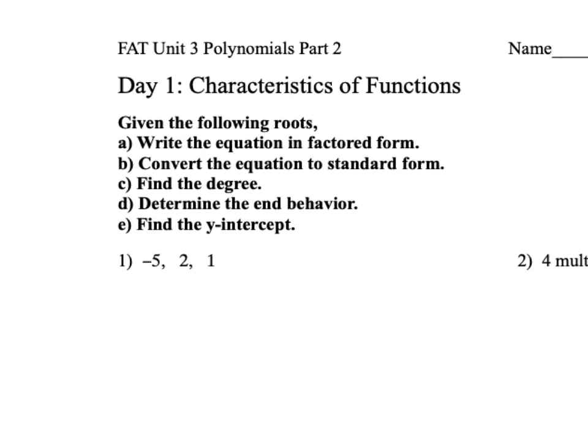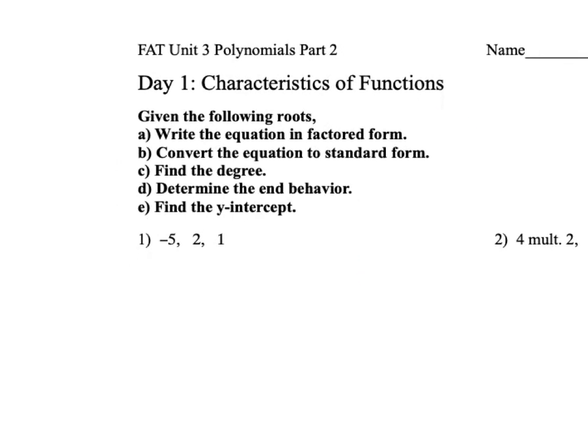So if we zoom in a whole bunch, we can see that for each question, we're going to be doing 5 different things, and we're going to be covering 2 of these questions and then a couple graphs. So first, we want to write an equation in factored form. Then we're going to convert the equation to standard form, which means a lot of foiling, multiplying everything out. Then we want to find the degree, determine the end behavior, or which direction the arrows would go on the graph, and find the y-intercept. So I'm going to be going through each piece of these problems, as well as doing some notes on the side. So let's get started.